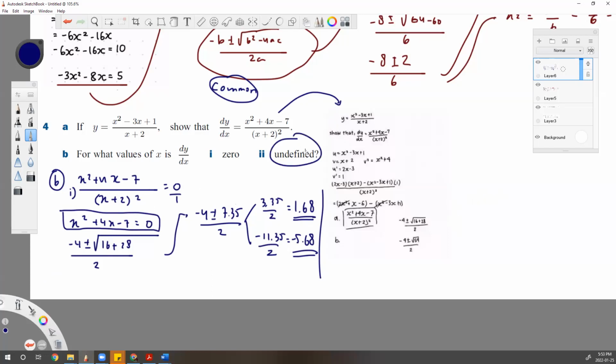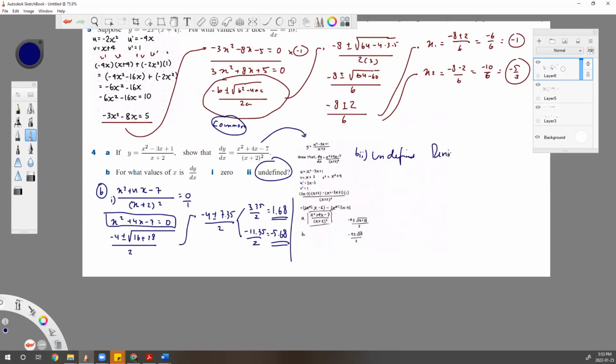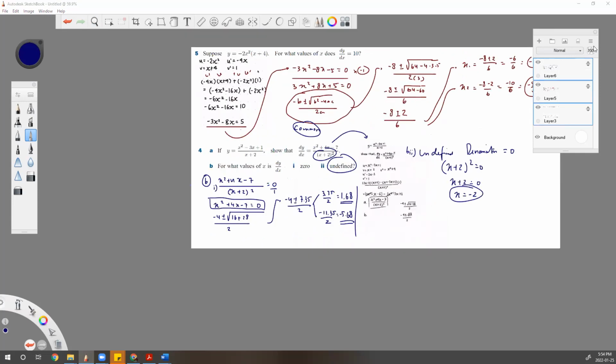If it is undefined, undefined is where the denominator is 0. So x plus 2 bracket squared equals 0, right? The denominator part here. And x plus 2 equals 0, you square root both sides, and then x equals negative 2. Okay, that's for question A.